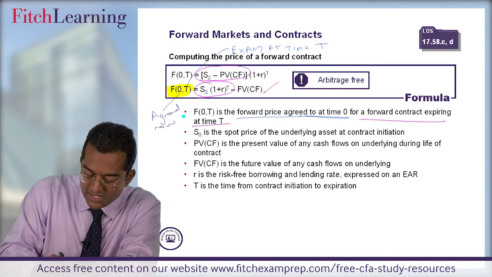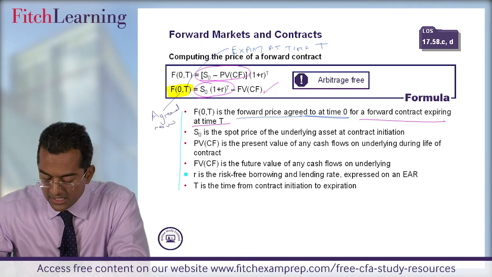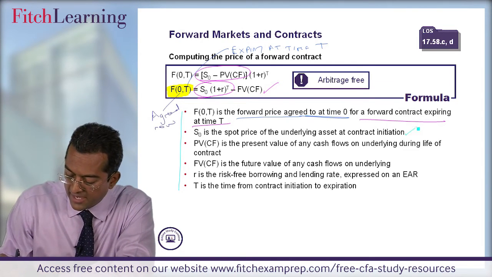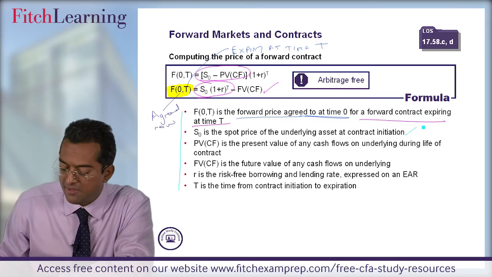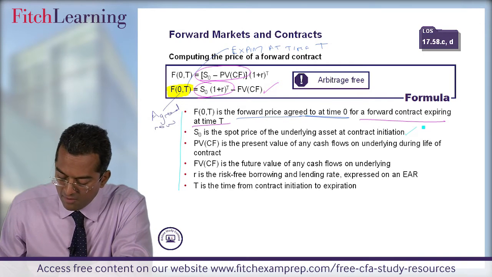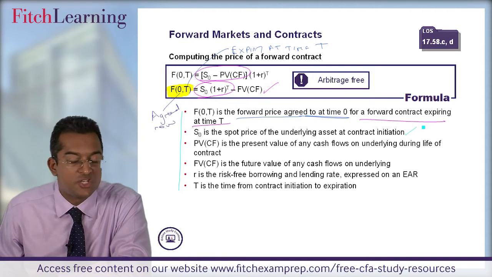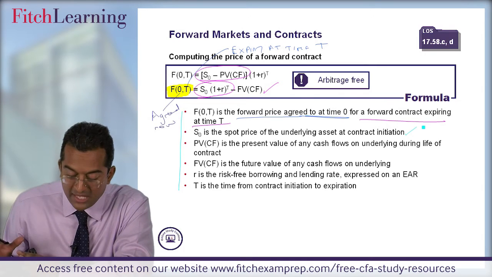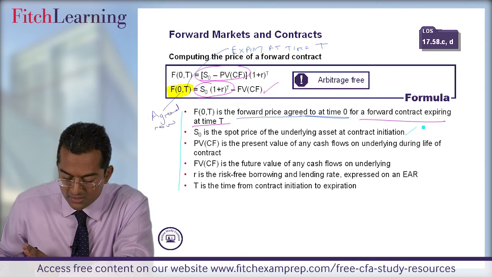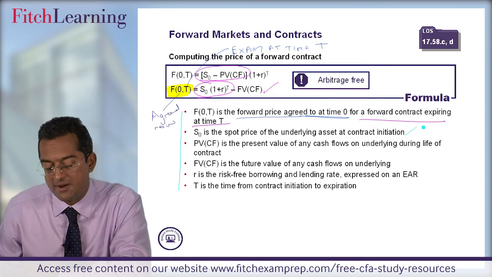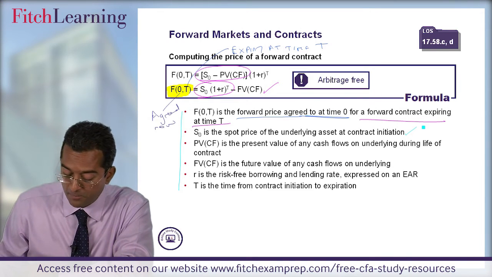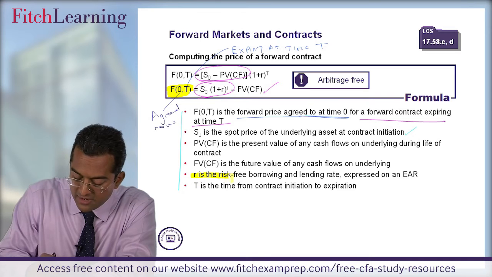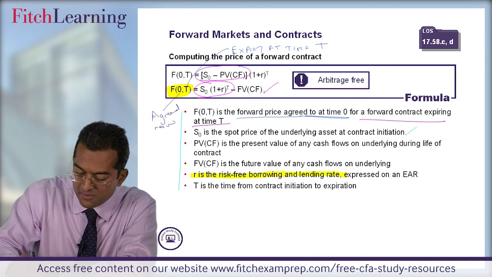So just to see this, folks, the terminology here, of course, S0 is the spot price of the underlying at the contract initiation. PV and FV of CF is just the present and future value of cash flows on the underlying during the life of the contract. In between initiation and expiry, either we could PV the cash flows and then compound the whole thing to expiry, or we could just compound it to expiry date and net it with the spot price compounded. R is the risk-free rate on borrowing and lending, expressed on an EAR.